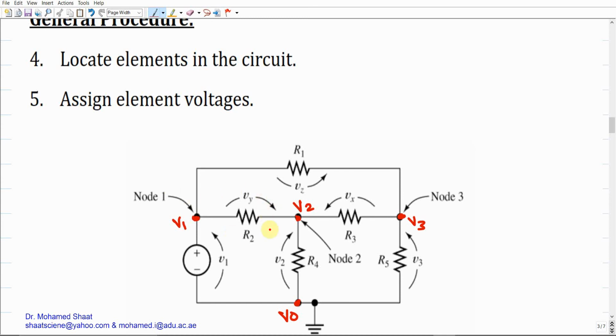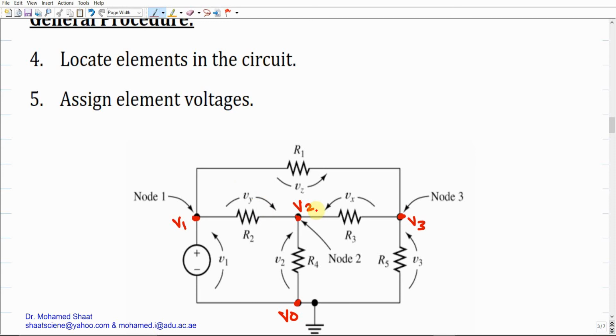For example, if we choose this element, the voltage over this element should be the difference between the voltages at its nodes. For example, element 2 with resistance R2 has two ends. One end is located at node 1, the second end is located at node 2. So the voltage here is V1, the voltage here is V2. The difference between these two voltages, V1 minus V2 or V2 minus V1, gives us the voltage over this element, which is known as the element voltage. So in general, the element voltage is the difference between the node voltages at two nodes.